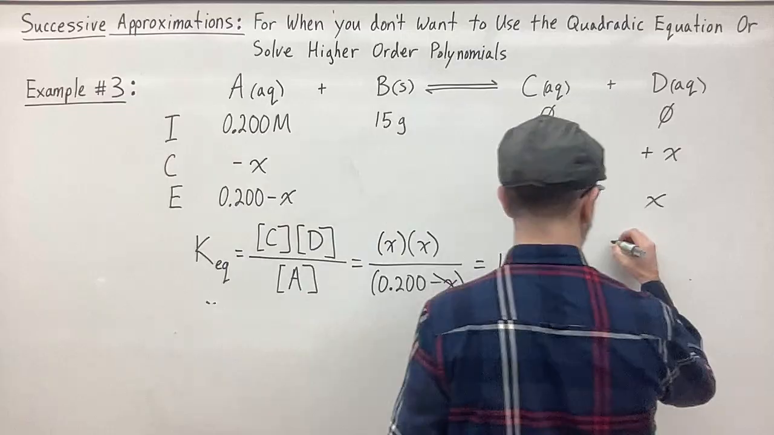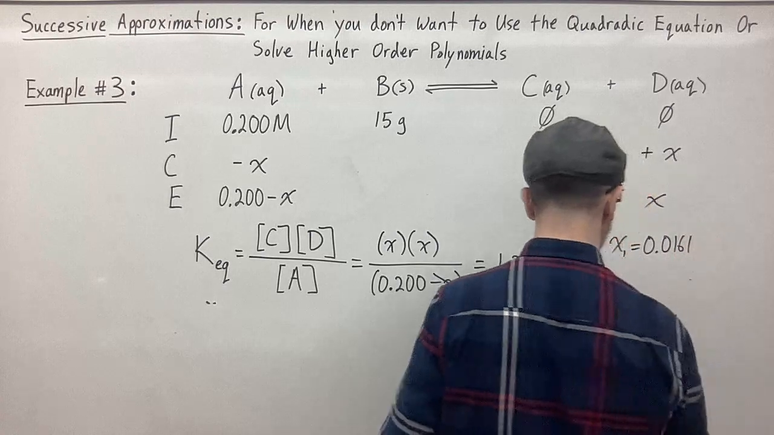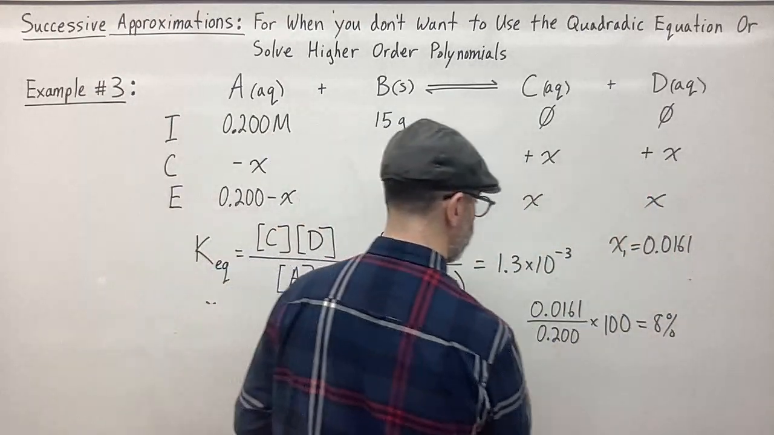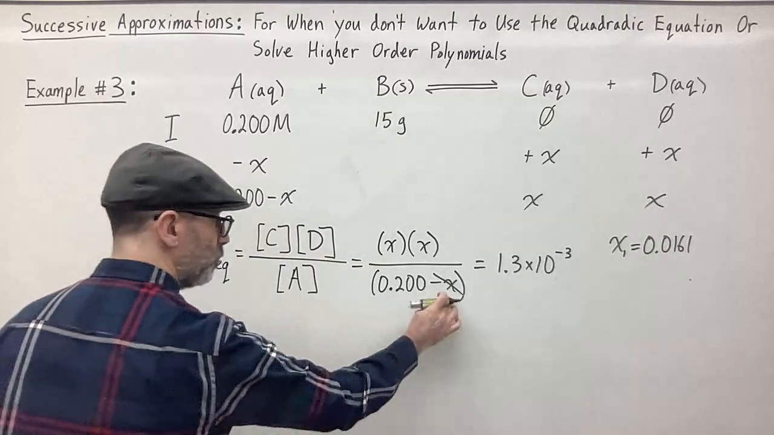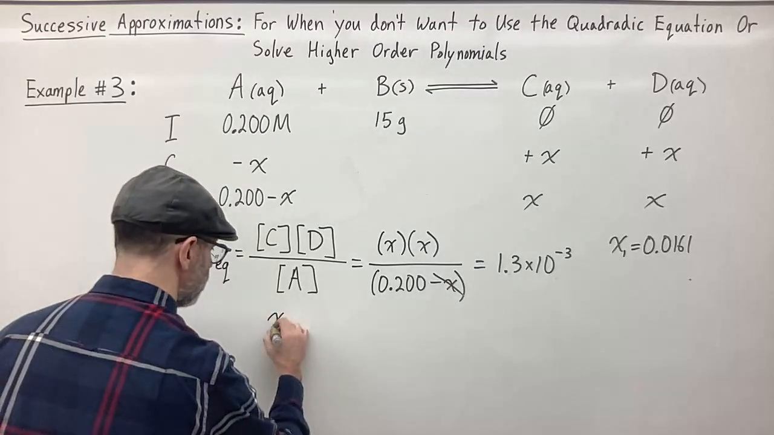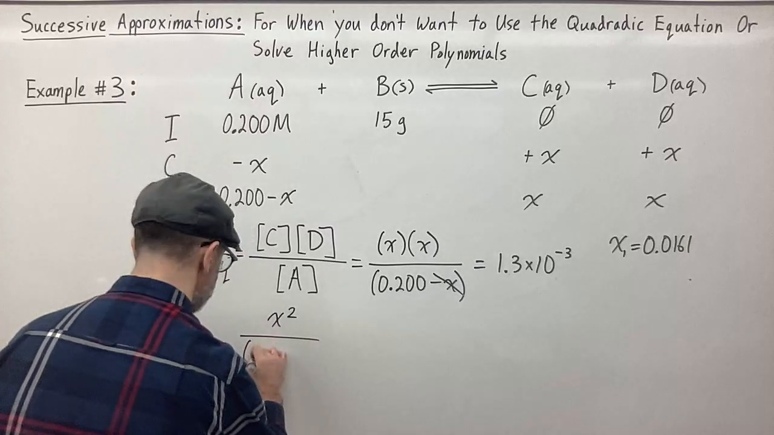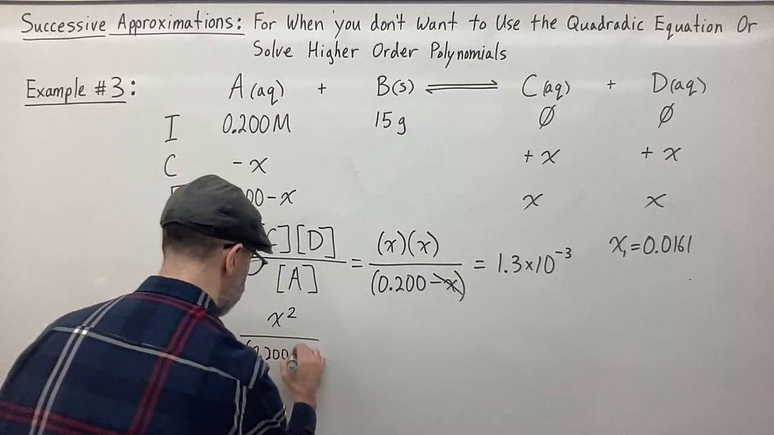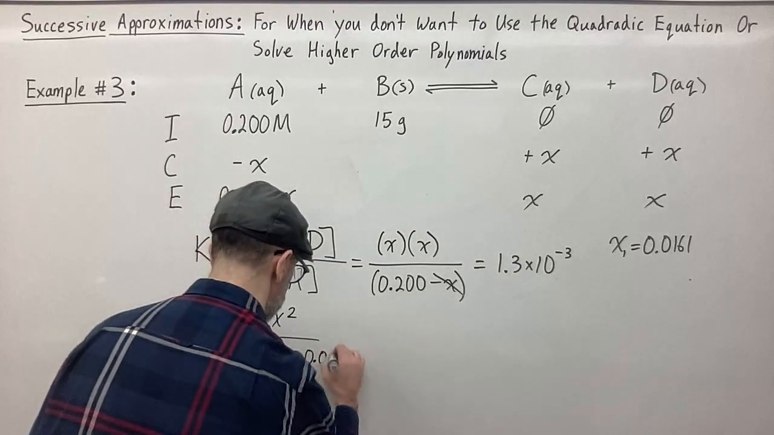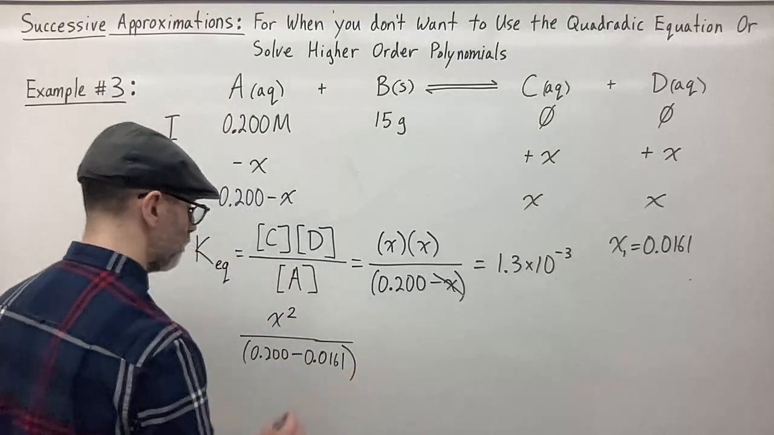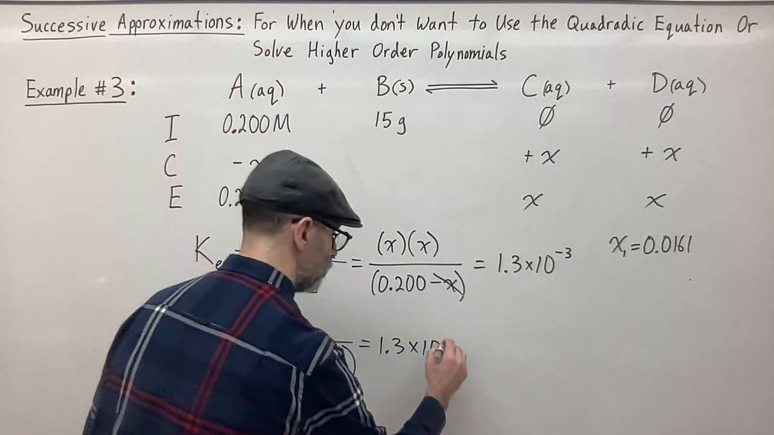So here, I have x, we'll write it over here, x1 is 0.0161. Okay, so now what we're going to do is plug it in for x. So we're going to plug it in here. So now we have x squared over 0.200 minus 0.0161, and that's going to be equal to 1.3 times 10 to the negative 3.